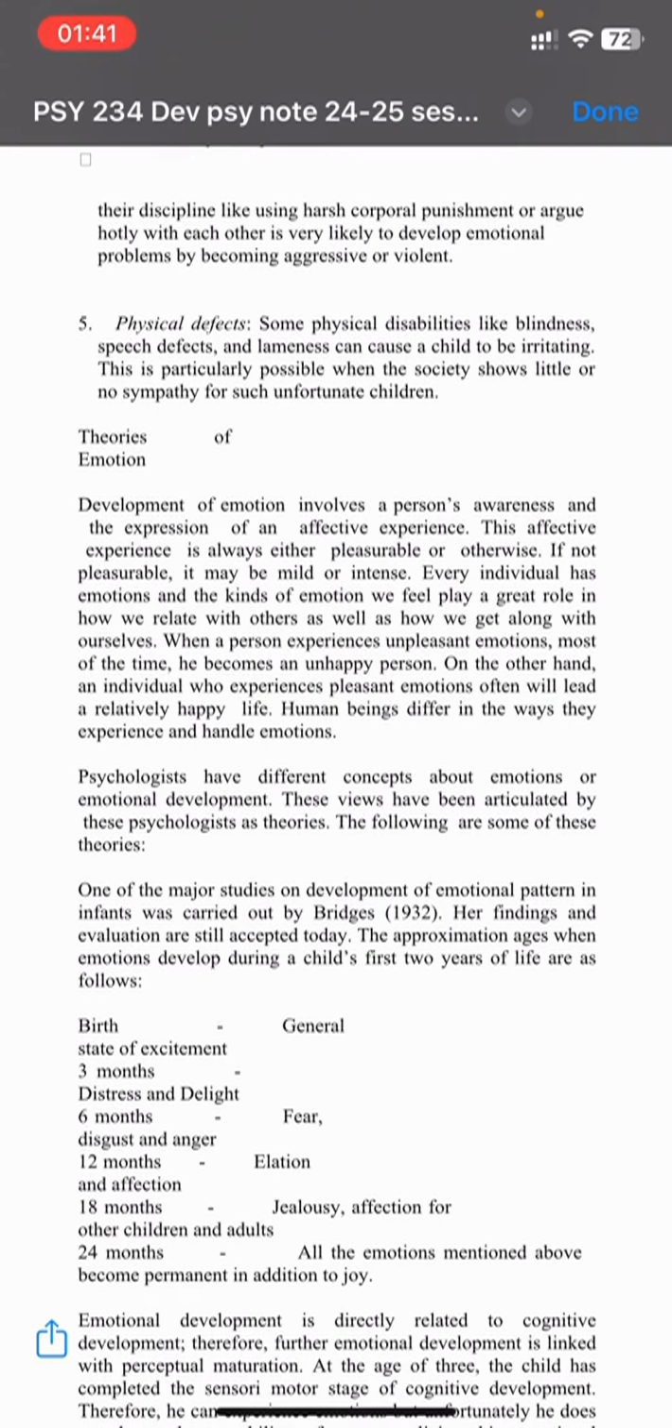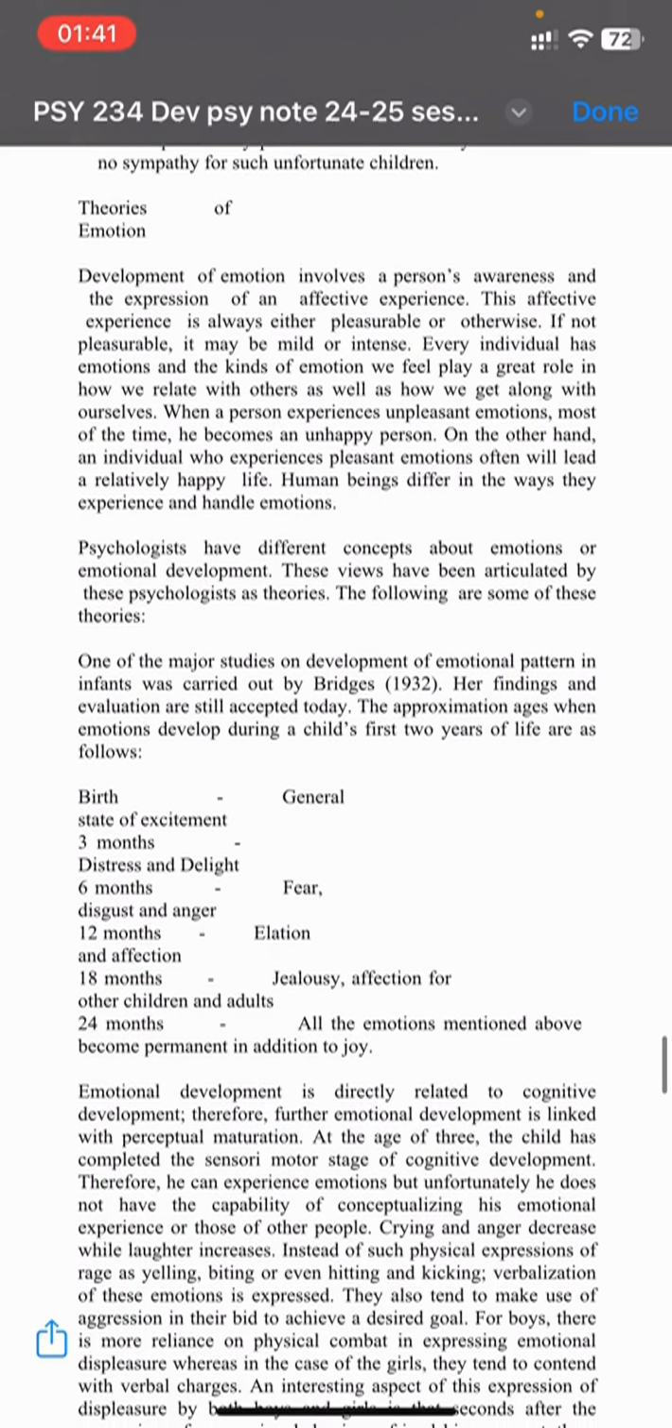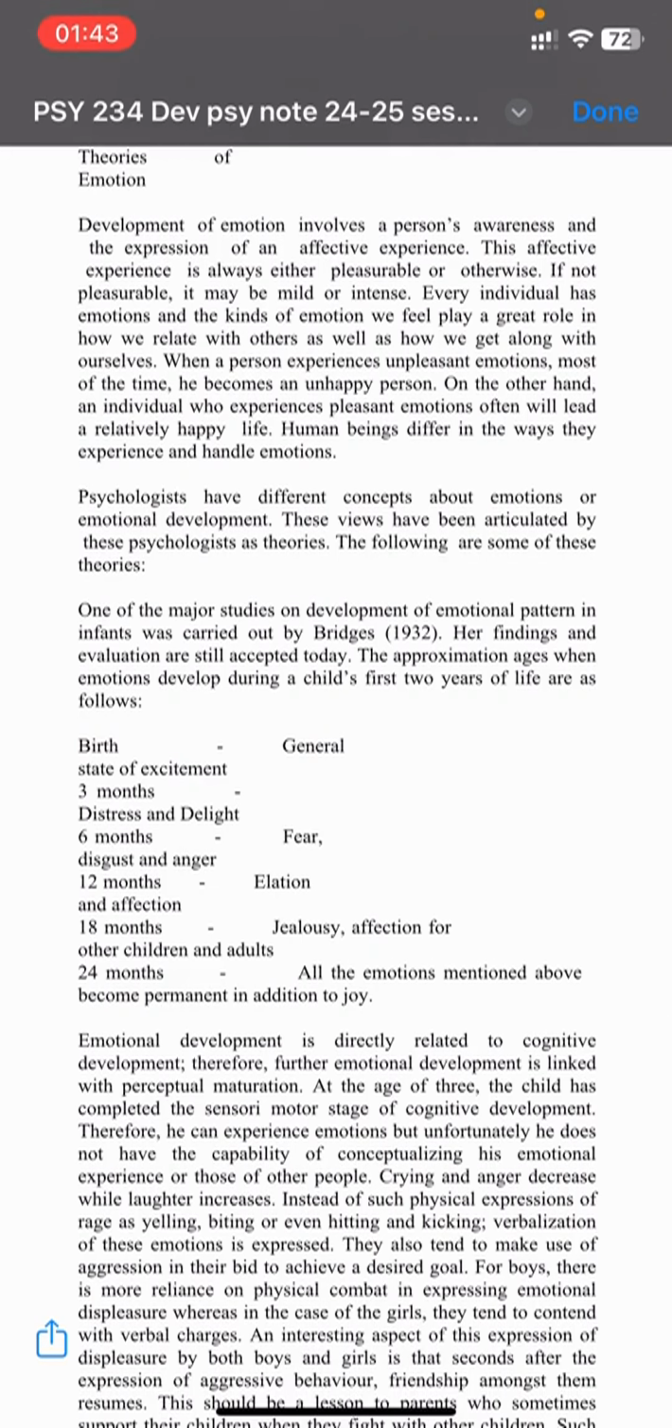Now, one of the major studies of development of emotional pattern in infants was carried out by Bridges in 1932. Now, her findings and evaluations are still accepted till today, but her findings are only for 0 to 2. Now, the first one is birth.